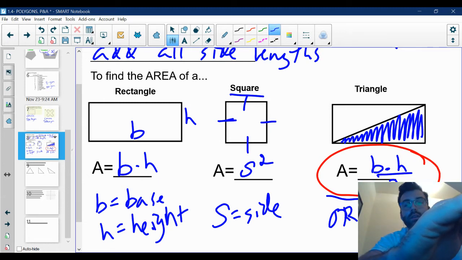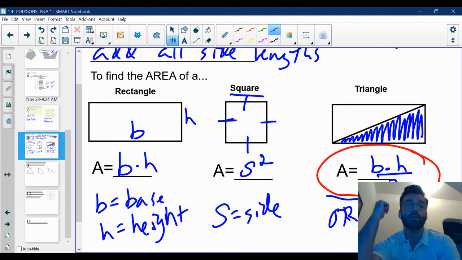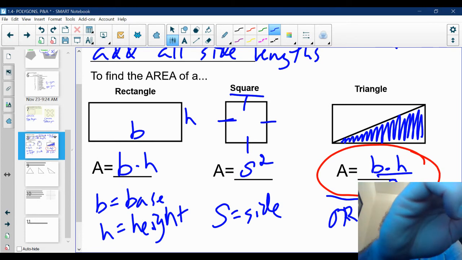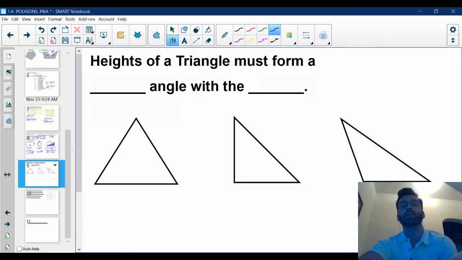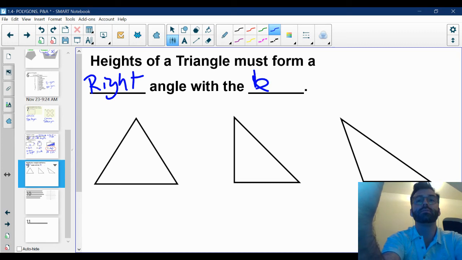Triangles can look very different. There's a lot of different types of triangles out there. There are acute triangles, obtuse triangles, which we're going to talk more about later in the semester, equilateral, right, and all these other ones. The height of the triangle must form a right angle with the base.